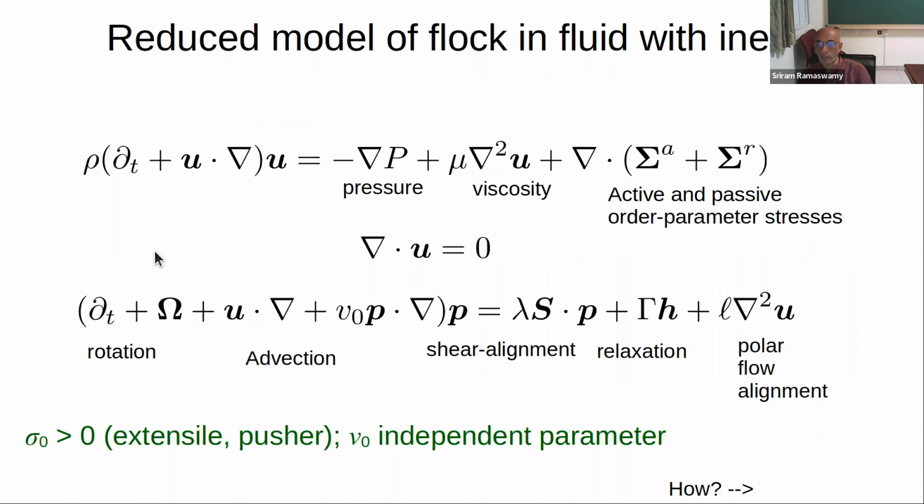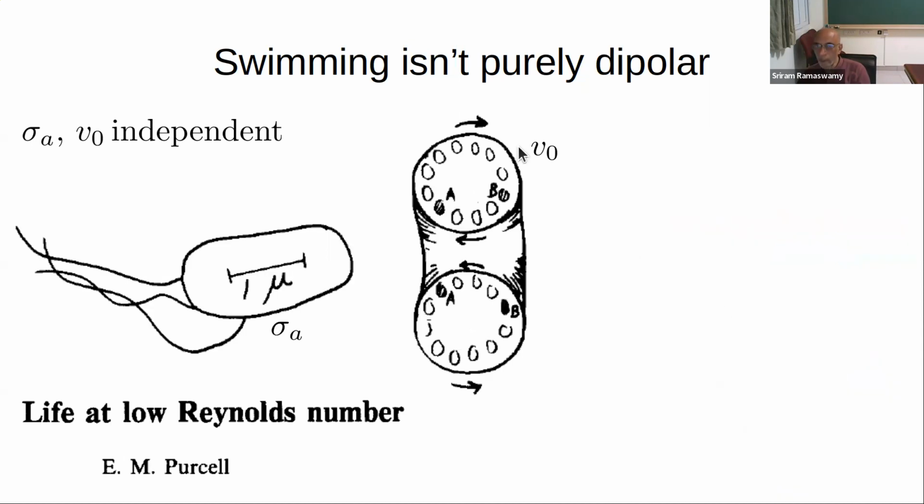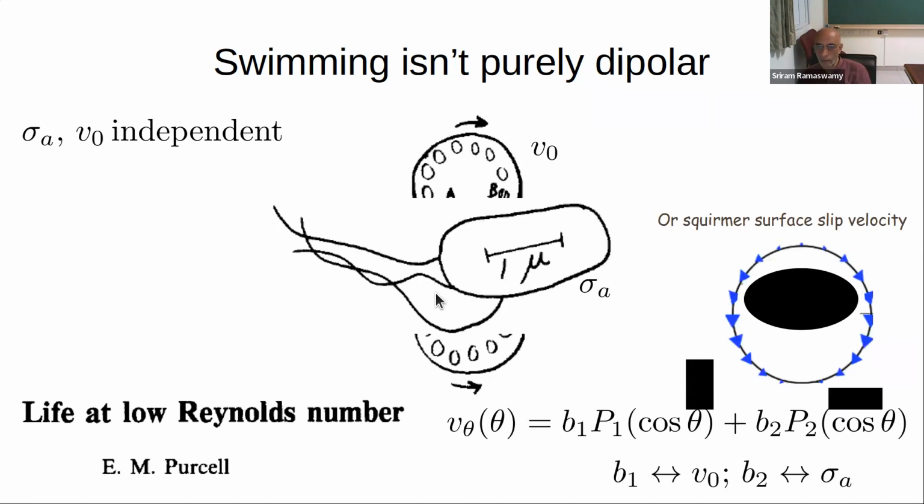So we write down these equations. The active stress, again, is proportional to P times P with a coefficient sigma naught. The motility and the strength of the active stress are two independent features of the fact that this is a self-propelled system. You can imagine, for example, a swimmer being motile primarily because of a quadrupolar mode of swimming and having an active stress primarily because of a dipolar pushing. Or you can imagine making a swimmer out of particles with a surface velocity field whose dependence on the colatitude can have a P1 cosine theta and a P2 cosine theta. This piece determines the swim speed. This piece determines the active stress.